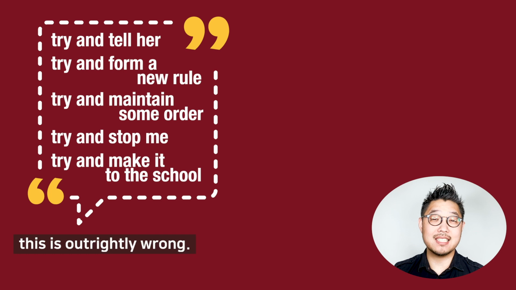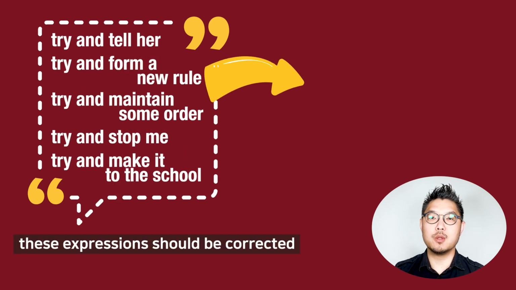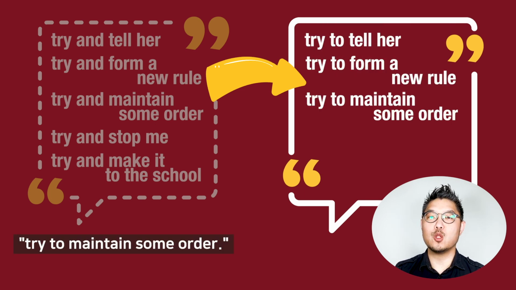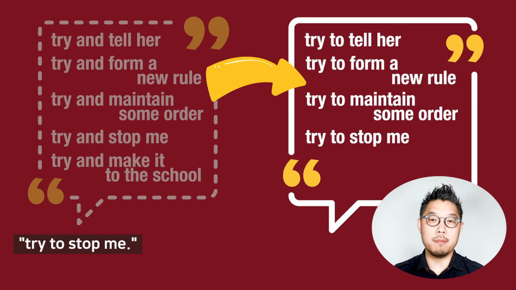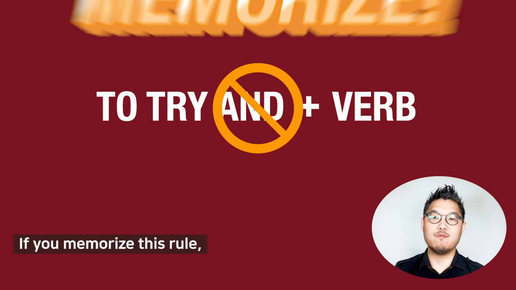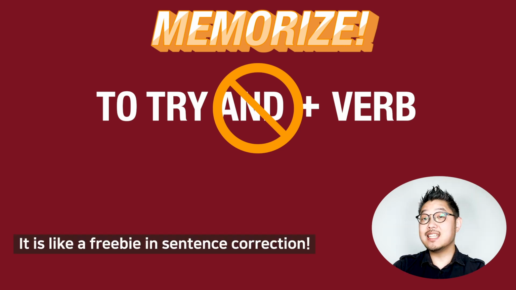In the GMAT, this is outrightly wrong. In the GMAT structure, these expressions should be corrected like the following. Try to tell her, try to form a new rule, try to maintain some order, try to stop me, try to make it to the school. So if you see an expression like to try and any verb after, the answer choice is wrong. If you memorize this rule, you can easily eliminate some answer choices. This is like a freebie in sentence correction.